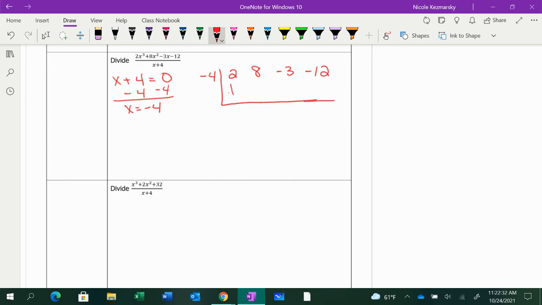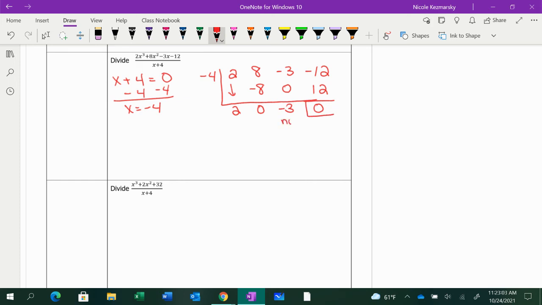Our first move is to bring the 2 down, and then we multiply. 2 times negative 4 is negative 8. 8 plus negative 8 is 0. 0 times negative 4 is 0. Negative 3 plus 0 is negative 3. Negative 3 times negative 4 is positive 12. And negative 12 plus 12 is 0. So this time we got a remainder of 0.